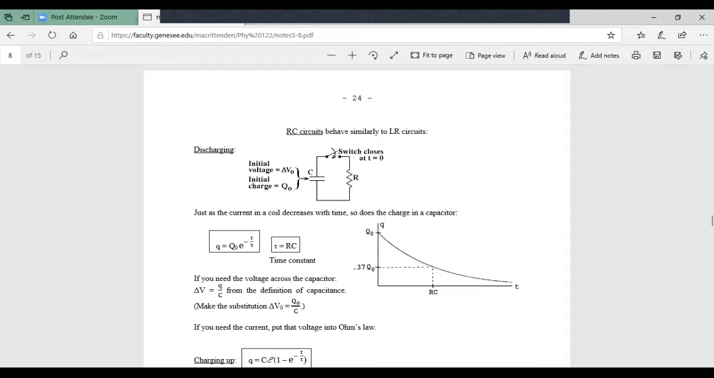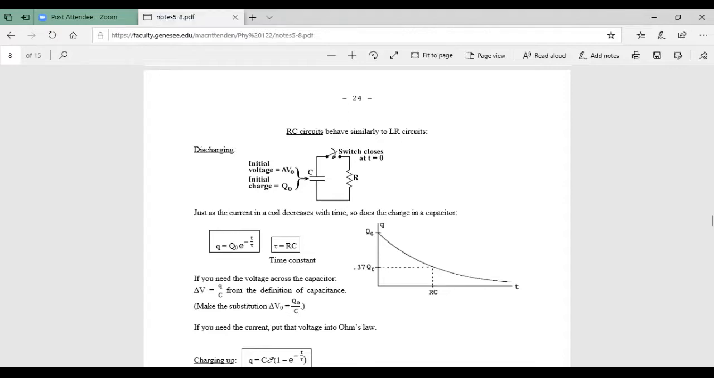And this is the exact same graph that was on the previous page, except the vertical axis is labeled with a Q instead of an I. We're talking about the charge on the capacitor instead of the current flowing through a coil. Once again, how long it takes to discharge the thing is described with a time constant.